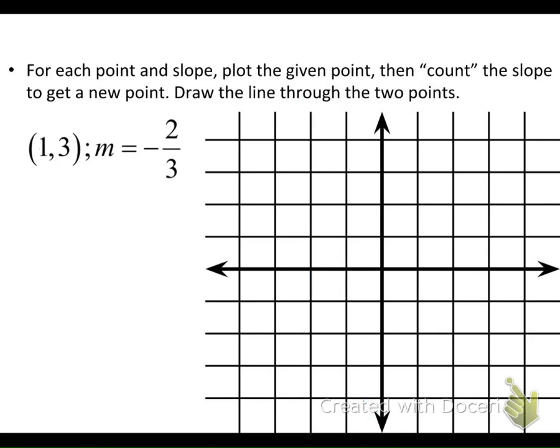We're going to plot this point. Make sure you're paying attention because I'm going to call on someone to do the last one for me, okay? So 1, 3, I'm going to plot that point, start at the origin, go right 1, and then up 3. And now I'm going to go down 2 from there for the slope because our rise is -2. And I'm going to go right 3. Then I'm going to draw my line.